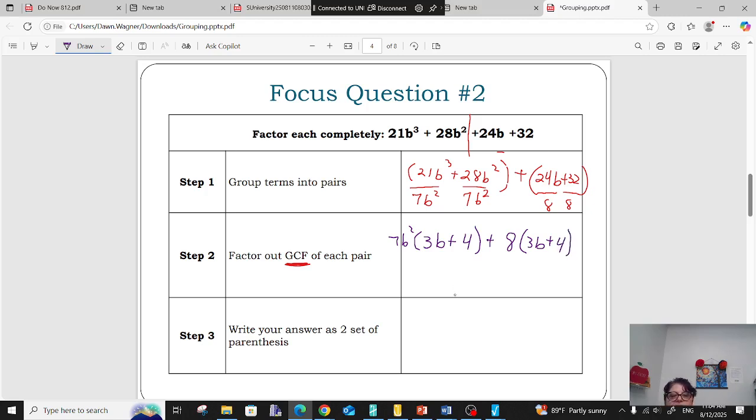And now I write the answer as 2 sets of parentheses. This one will go into the first spot, plus 8 goes into the second spot, and then 3b plus 4.